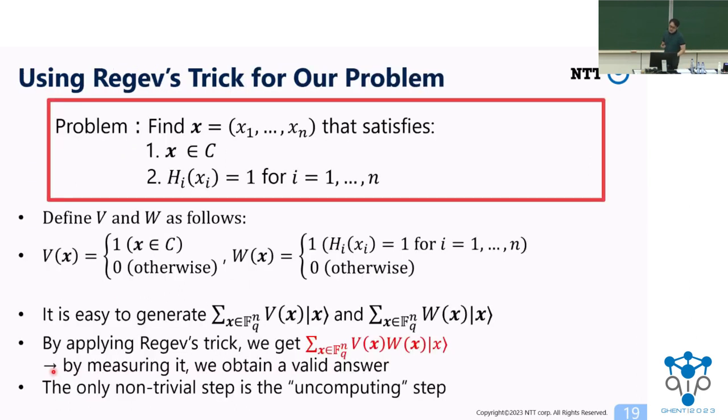Let's move back to our problem, and let me briefly mention how to apply this trick to it. As I already explained, v and w are indicator functions for conditions 1 and 2 respectively, and as I also explained, it is easy to generate these superpositions. So by applying Regev's trick, we can multiply these amplitude functions to get this state. Then by measuring it, we obtain a valid answer to the problem. So the only non-trivial step to complete this algorithm is the uncomputing step that appears in Regev's trick.